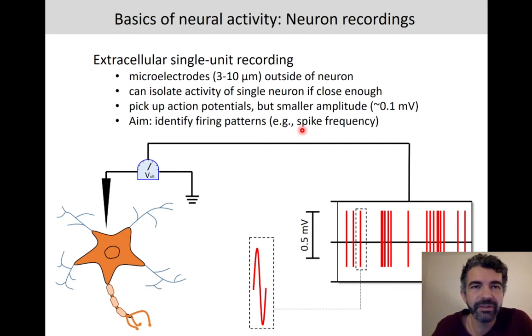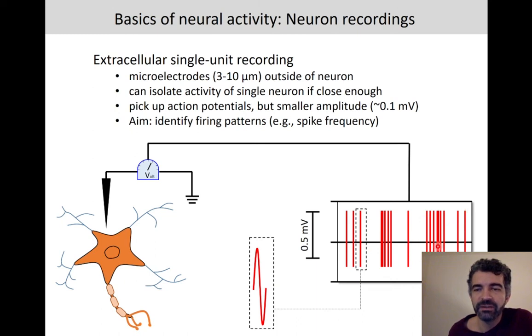Second way to measure neuron activity is extracellular single unit recordings. So as you can see here, you don't need to get inside of a cell body, you just need to be somewhere nearby, and it will still pick up on the electric activity of that neuron. You still have microelectrodes, they can be a bit larger, and you can isolate the activity of a single neuron if you're close enough, but you don't have a good enough resolution to see the individual stages of an action potential. Rather, what you typically see is these spikes.